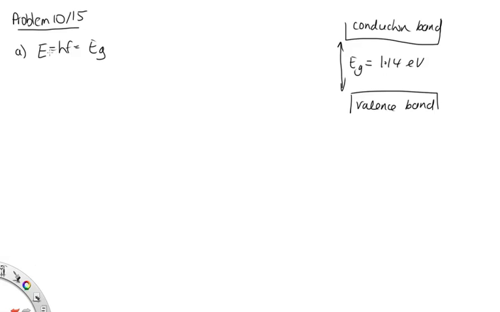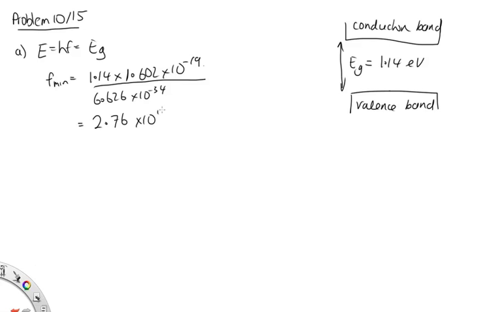This is the energy of the photon. When that is equal to the energy of the gap, it'll give the electron enough energy to jump from the valency band up to the conduction band. So we need to find this frequency. So f min is equal to 1.14 times 1.602 times 10 to the minus 19 to convert this from electron volts into joules, over Planck's constant 6.626 times 10 to the minus 34. Solving this on the calculator, we end up with 2.76 times 10 to the 14 Hertz.